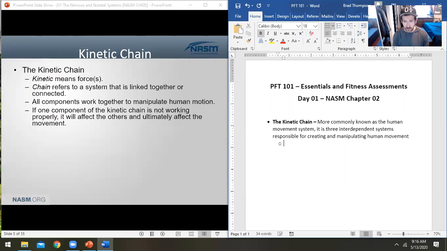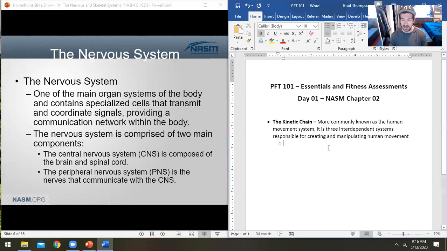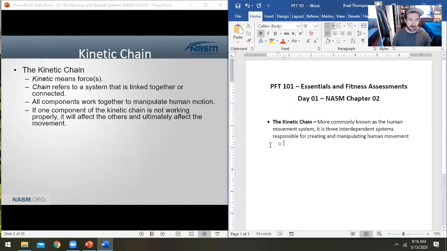So 3 systems here. Like we mentioned, I'm going to go ahead and get these out of the way before we move forward, but it's going to be the nervous system, which is responsible for creating a communication network throughout the body.